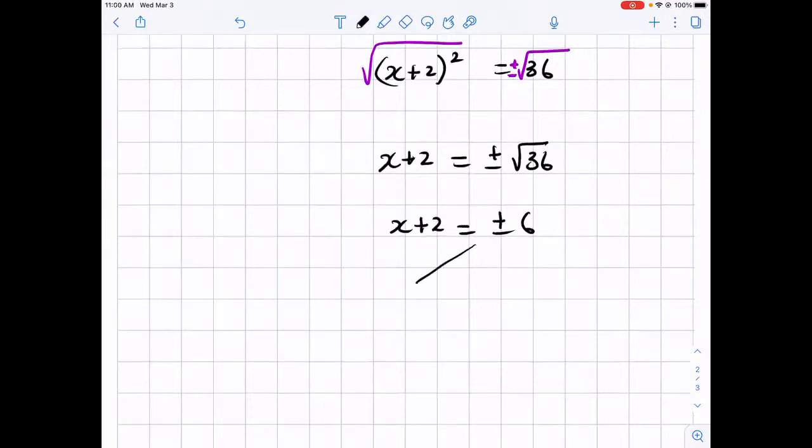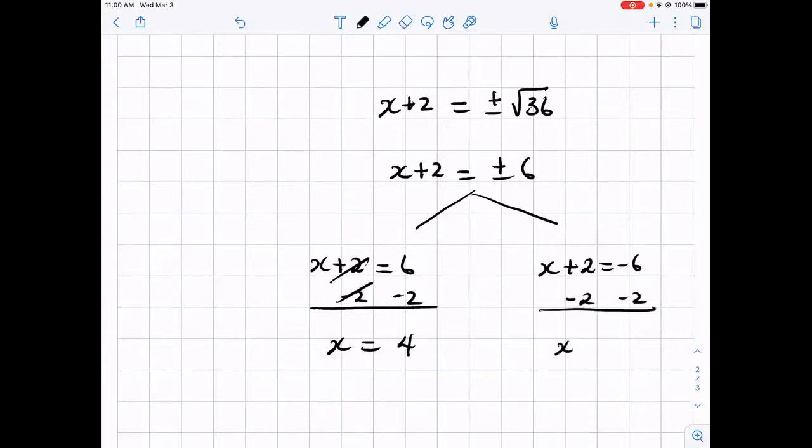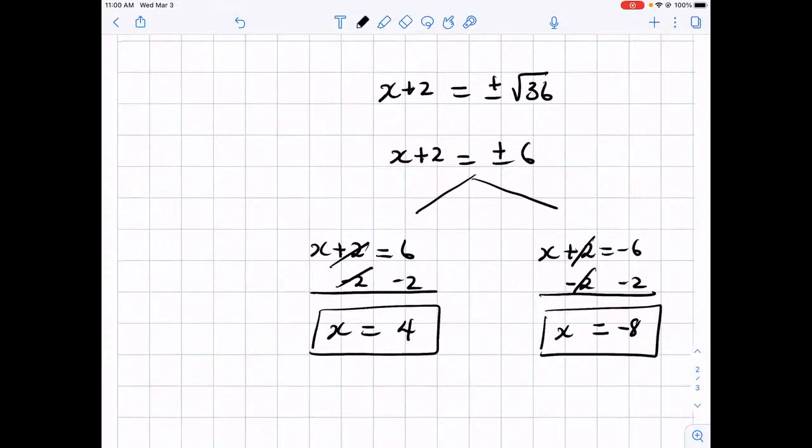From here, I like to split it in two because this means x plus 2 is equal to 6, and x plus 2 is equal to minus 6. So if we minus 2 on both sides, we have x is equal to, the plus 2 and the minus 2 becomes 0, and this is 4. And if we minus 2 in the other part, so we have x, the plus 2 and the minus 2 cancel, is equal to minus 8. So here are my two solutions for that particular problem. Okay.